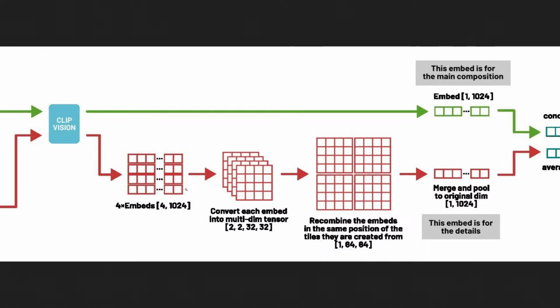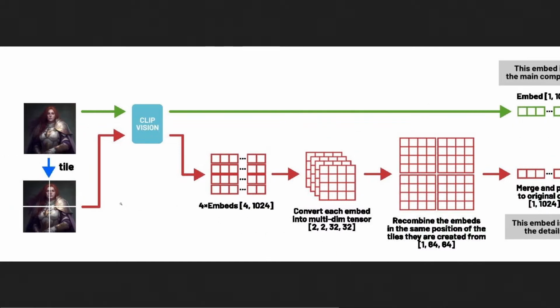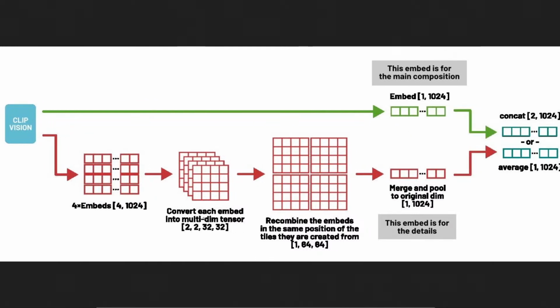It converts it into numbers that the model can see. So what I have at this point is basically 4 embeds, 1 for each tile. This is not going to work very well because, like I said before, the model doesn't have the full picture, doesn't have the knowledge of the whole composition, how the image actually works.